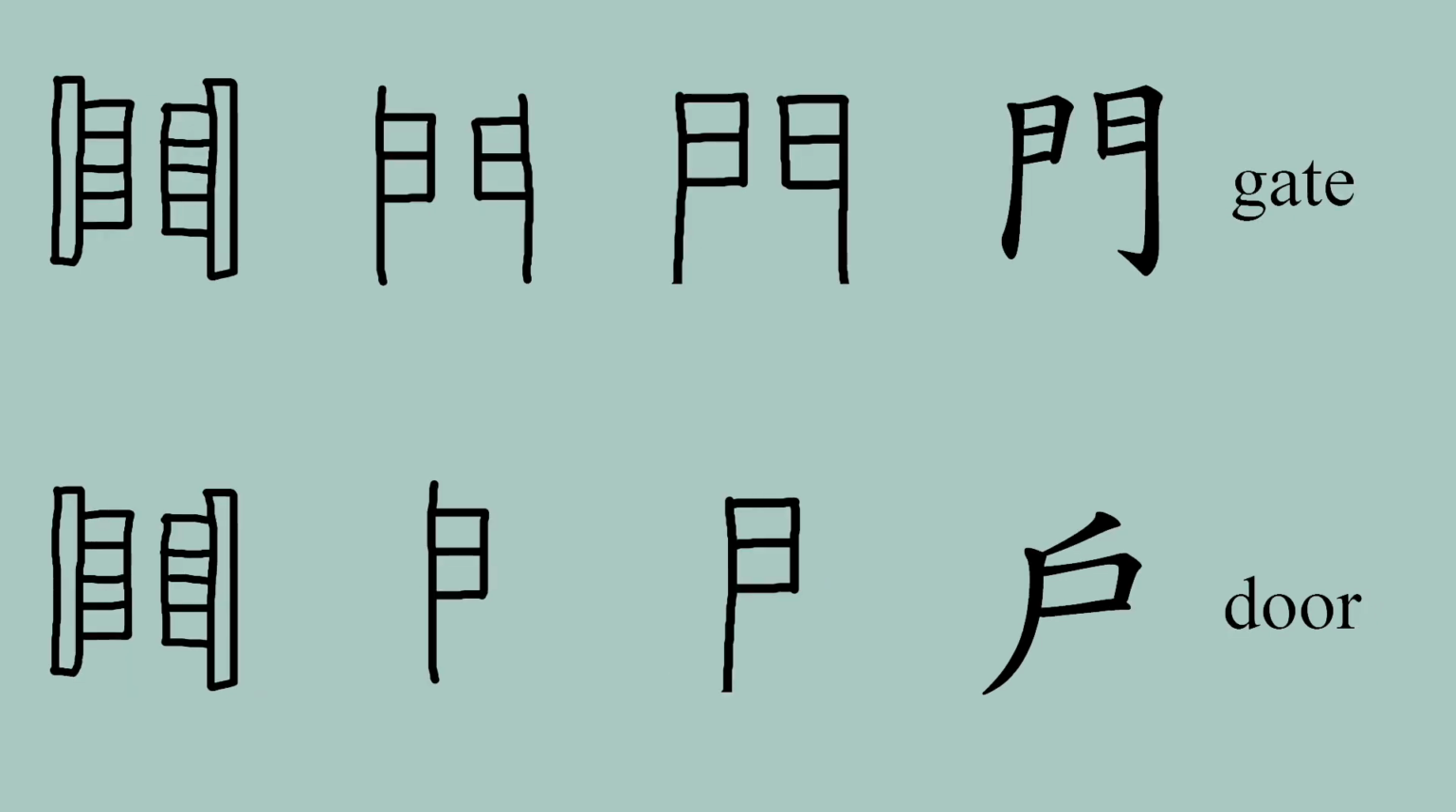In order to create the word for gate, the ancient Chinese drew an entrance with two swinging doors, like the batwing doors in a saloon, which was later simplified like so. Then to define just one door, they took the left half of a door pair and gradually simplified it to its present-day form.